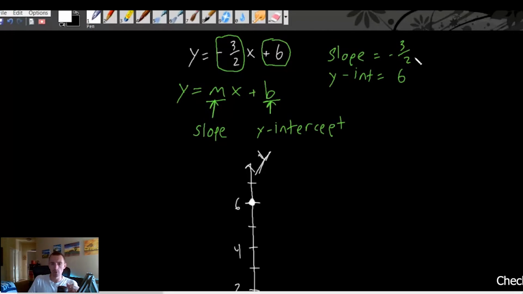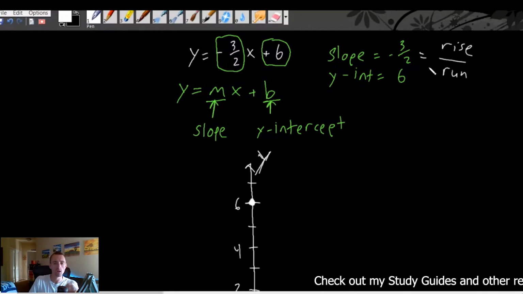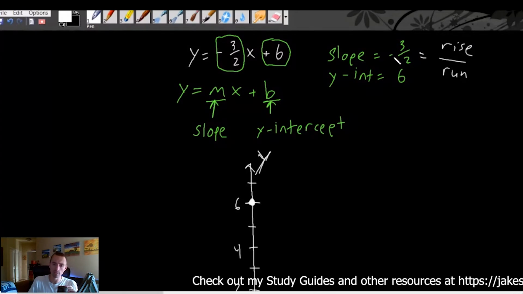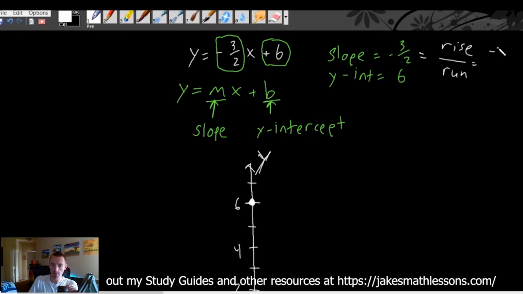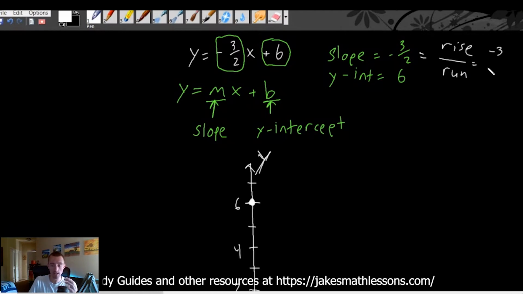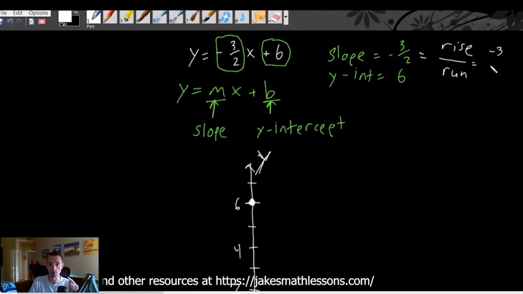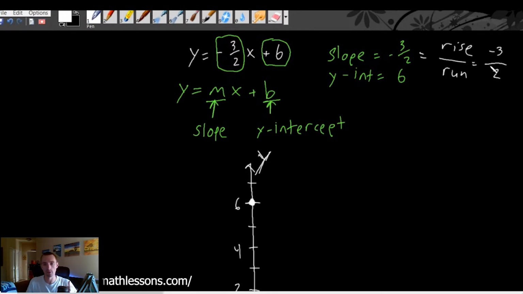So a slope is always going to be rise over run. All that means is how many units you go up divided by how many units you go over to the right. So in this case, if we have -3/2, you want to basically think of your rise as -3. So you're going to go down 3 units instead of up 3 units for every 2 units you go over to the right. If your slope is ever negative, just make sure you're going down that many units and then to the right this many units instead of up this many units and then to the right.